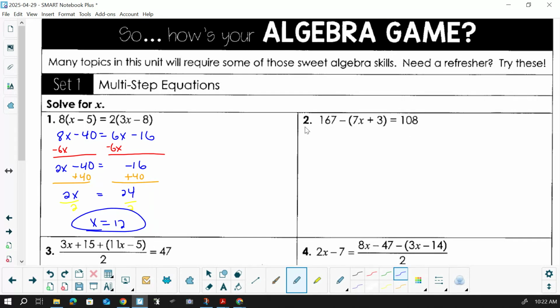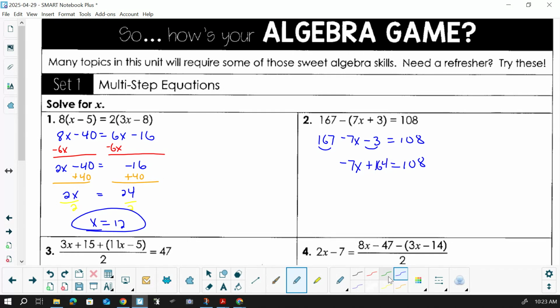Okay. Next question. When there's a negative in front of a parenthesis, the negative needs to be distributed. So the 167 won't change. Negative times negative 7x, negative times negative 3 equals 108. Now we're going to combine our terms that are alike. The 167 and the negative 3 are going to go together. So the negative 7x won't change. The 108 won't change. Positive 167 and a negative 3, we're going to put those together into one number, which would be 164, and it's positive.